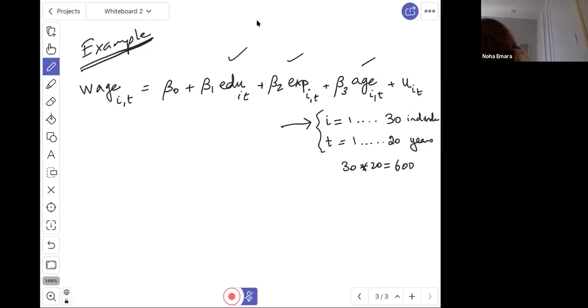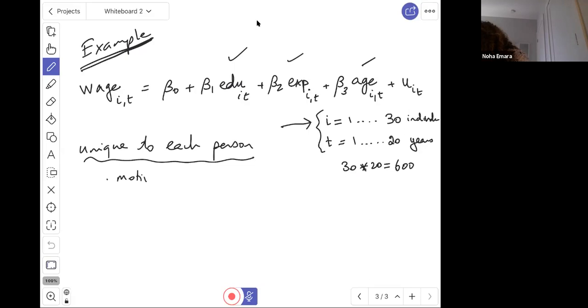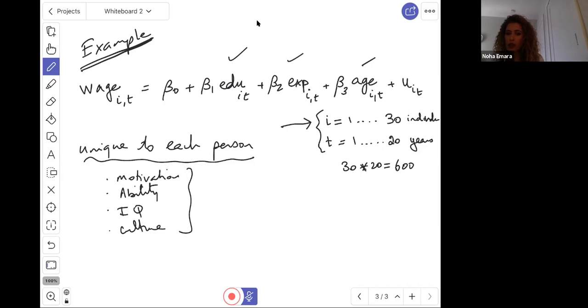Some of these factors that are unique to each person would be, for example, motivation. It would be your ability to perform well, let's say, in the course. What about IQ that I just mentioned? What about culture? Let's say each one of us comes from a different cultural background. It might have an impact on my wage rate. And all of these are things that I cannot measure, right? I don't have a measure for it. So they are, number one, unobserved.